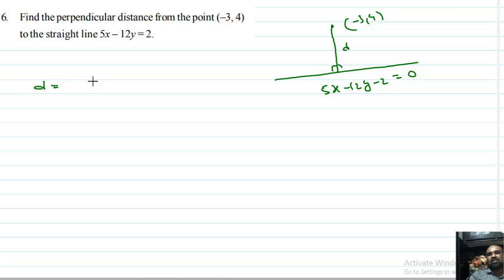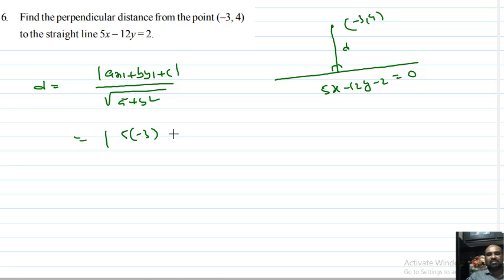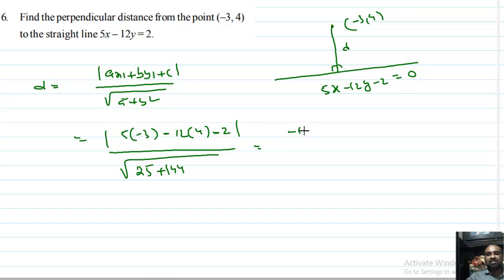We have the formula: the perpendicular distance from a point (x1, y1) to the line ax plus by plus c equal to 0 is mod of ax1 plus by1 plus c divided by root over a square plus b square. So that is 5 into -3 minus 12 into 4 minus 2 divided by root over a square, that means 25, plus b square, that means 144. It is minus 15 minus 48 minus 2 by 13, because root 169 is 13.